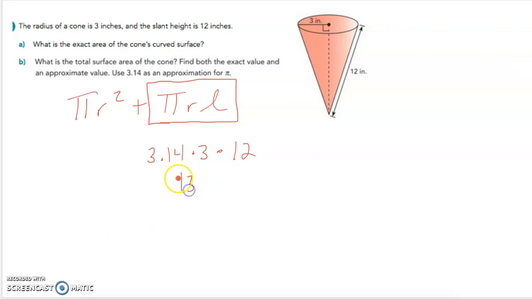113.04, that's going to be inches squared. Okay, so that is that. Now for B, it says what's the total surface area of the cone? Well, remember I found already this curved surface, so I found this part already. The only thing that's left is for us to go ahead and do the area of that circular base.